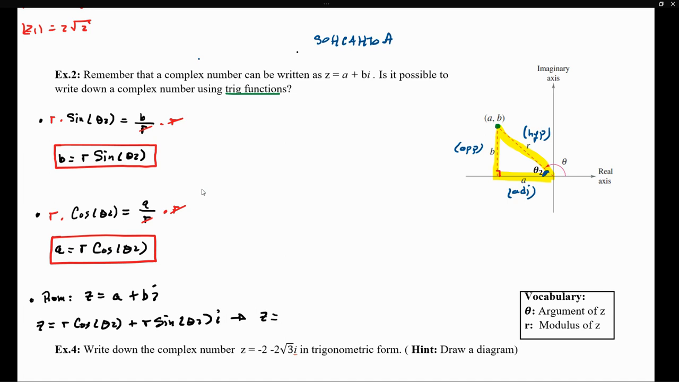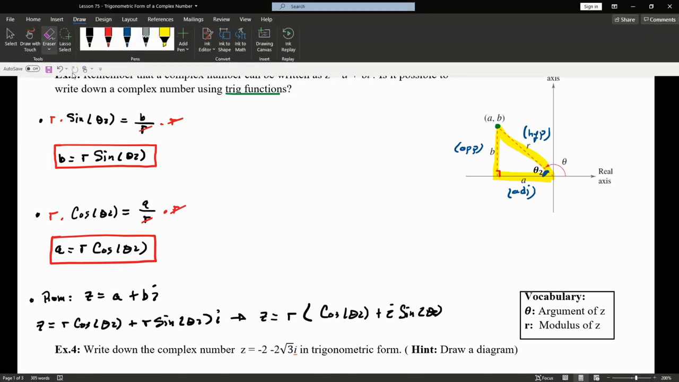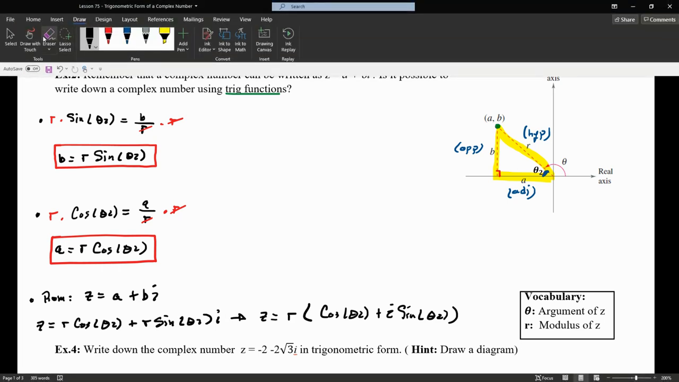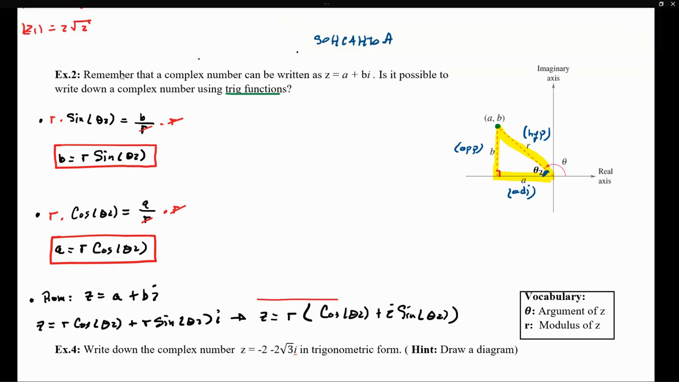But we can still simplify this because notice that they both have an r in common. So now we can represent it as just r times the cosine plus i sine. And this is something very important for you to recall because any complex number can be defined as a combination of r and cosine, where r cosine of theta will give you the real part, and r sine of theta will give you the imaginary part. So this is how we can represent complex numbers using trigonometric functions.